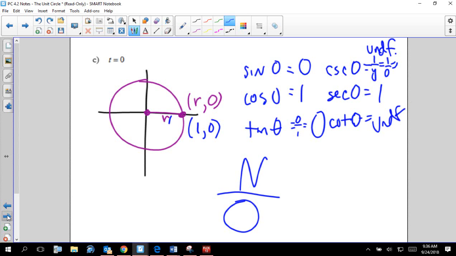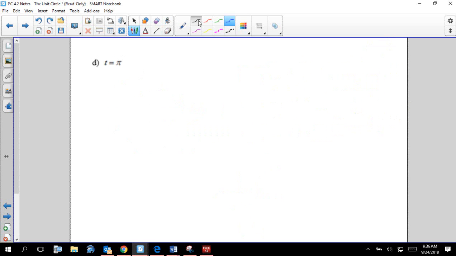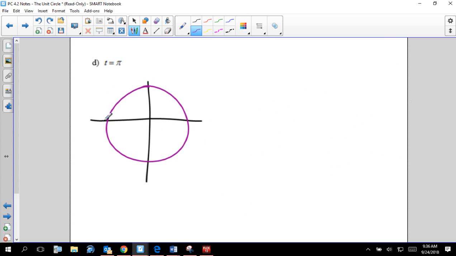And then the very next one is just like that one, only a different location. So we have a circle. This one's at pi. So do we have an angle? Well, we have pi, but like, I don't have a triangle. Since I don't have an angle with a triangle, then I have to use the ordered pair. -1, 0. Or -r, 0.